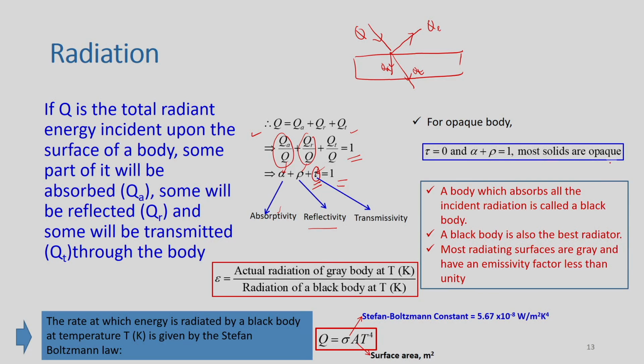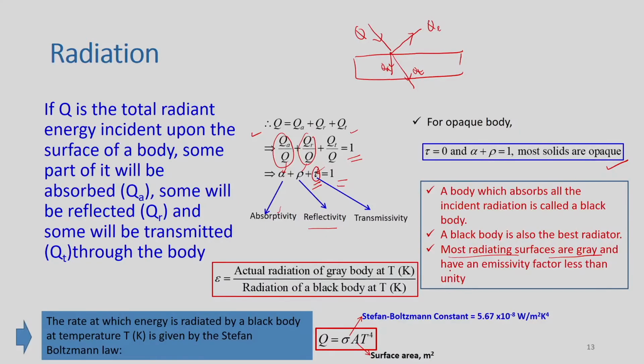Most solids are opaque, so that we must know. A body which absorbs all the incident radiation is called a black body. A black body is also the best radiator. Most radiating surfaces are grey bodies. The bodies we consider are not always black bodies; they cannot absorb all the radiation falling on them. So, most of the cases we will encounter are grey bodies.